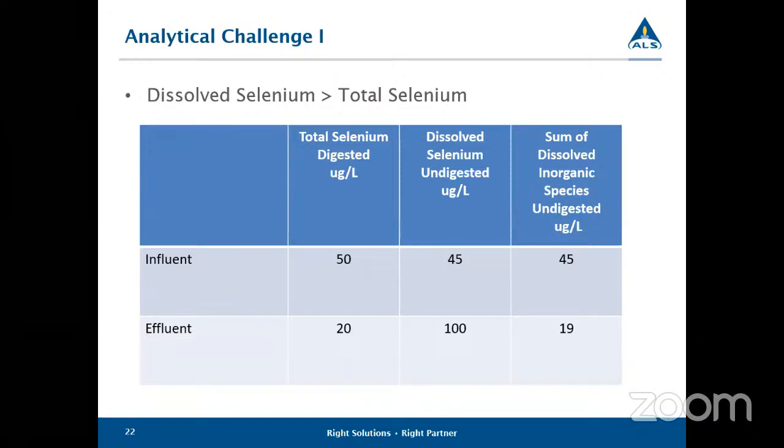However, in the effluent, something didn't make sense. The total selenium was 20 micrograms per liter. However, the dissolved was much higher than the total. And as well, the species agreed with the total, not the dissolved.